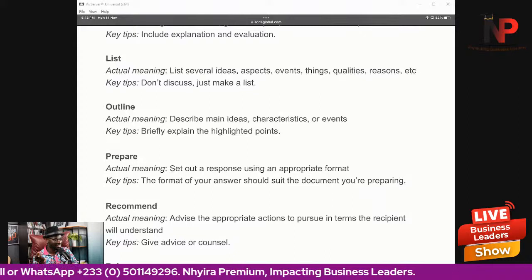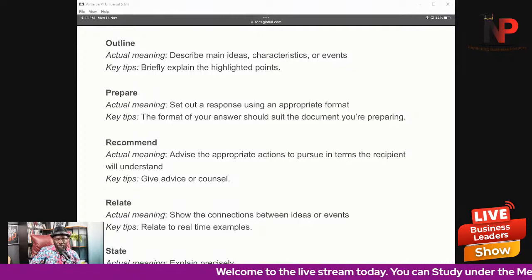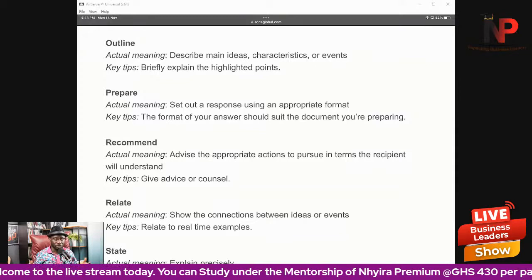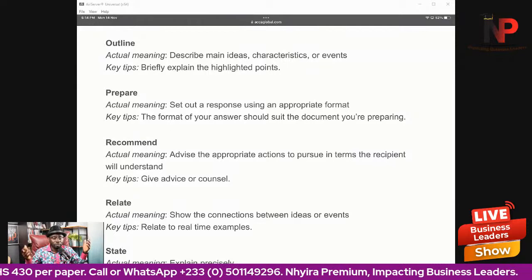Then prepare. Prepare will be to set out a response using an appropriate format. So this is where the examiner will say, prepare the statement of financial performance, prepare the statement of financial position, prepare the statement of budget performance, prepare the consolidated financial statement. So usually if the examiner says you should prepare, it means there is a format you have to follow, and you follow that format for the computation there.